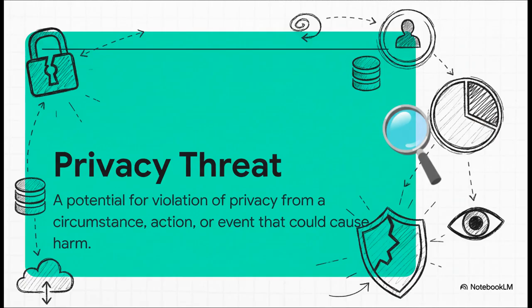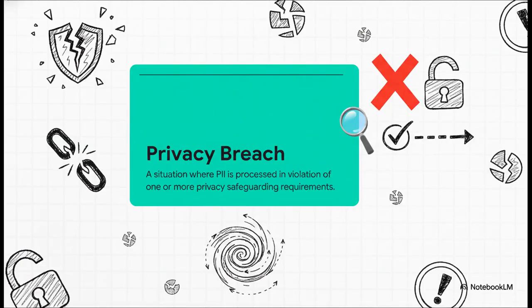The key word to remember here is potential. And that leads us directly to a privacy breach, which is a situation in which PII is processed in violation of one or more relevant privacy safeguarding requirements. The difference here is absolutely critical. A privacy threat is a potential problem. A privacy breach is an actual problem that has happened.